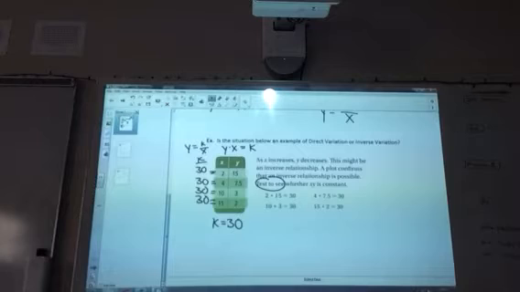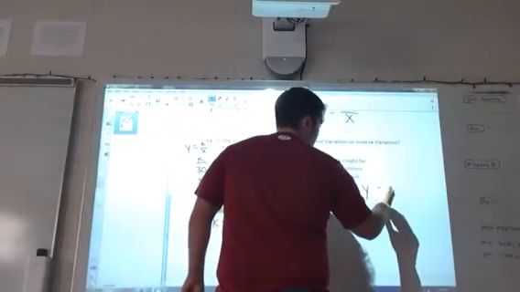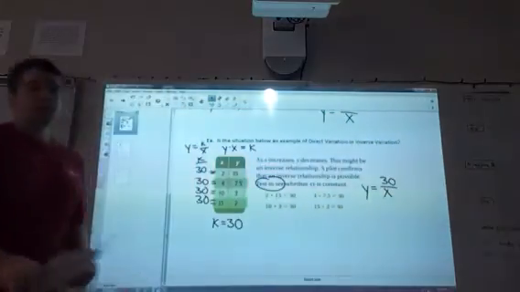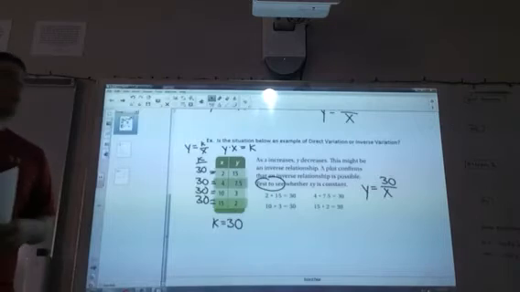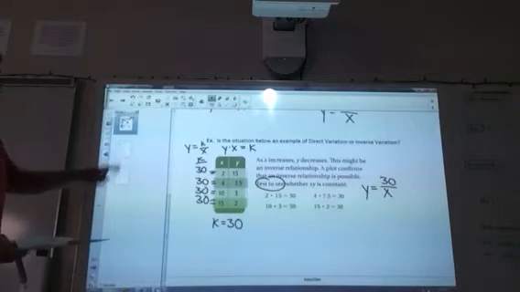Now sometimes you might be asked to go back and write an equation for this, or model a function for this. If that were the case, we would write it as y equals 30 over x. Because, like I said, our k value is 30, so we're just going to plug that into the equation. Make sense? Okay, on to page 2.